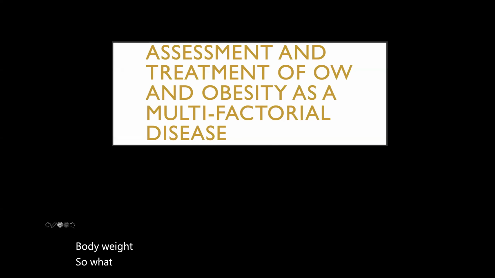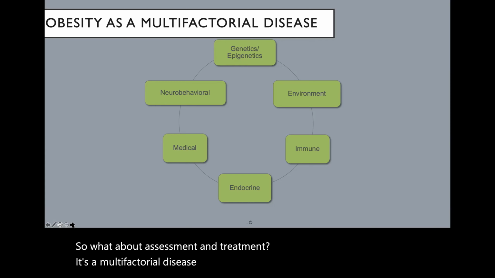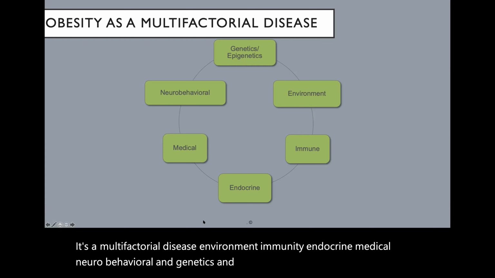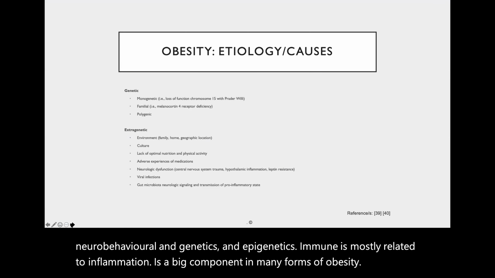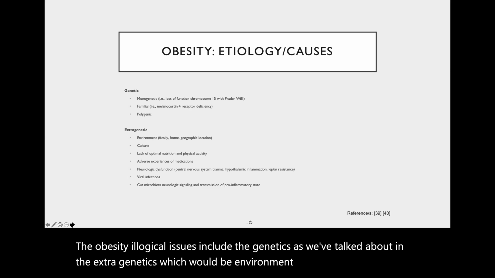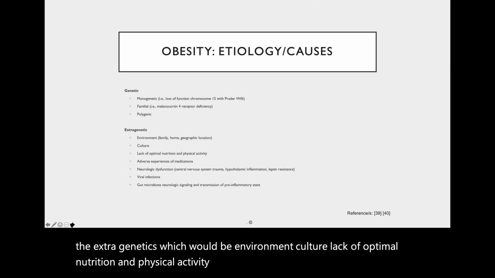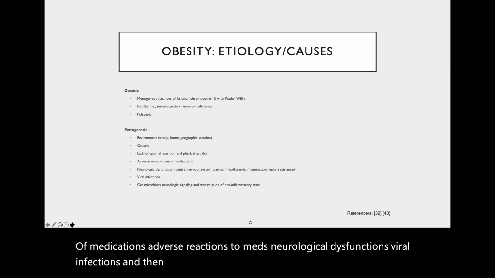So what about assessment and treatment? It's a multifactorial disease: environment, immunity, endocrine, medical, neurobehavioral, and genetics and epigenetics. Immune is mostly related to inflammation, which is a big component in many forms of obesity. The obesity etiological issues include the genetics, as we've talked about, and the extragenetics, which would be environment, culture, lack of optimal nutrition and physical activity, adverse reactions to meds, neurological dysfunction, viral infections, and then the gut microbiota that we talked about earlier.